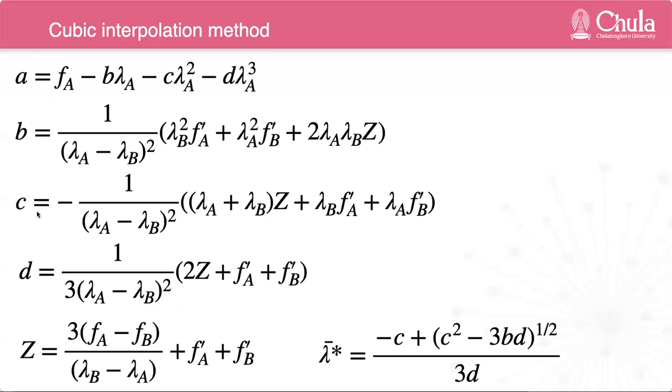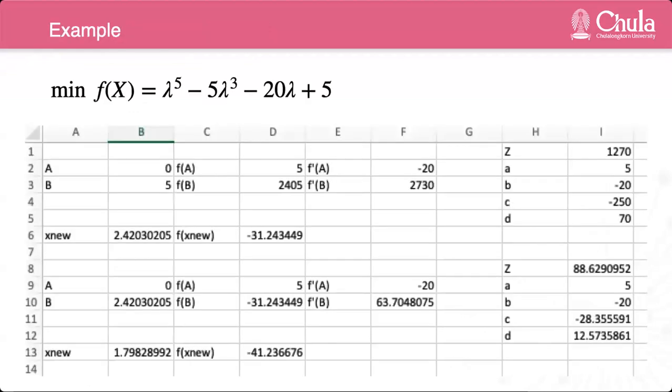Once you obtain the parameters, you can find the minimum point of that cubic function. We can demonstrate the algorithm in this example. Of course, I show you the Excel. Starting from A and B, we evaluate the objective function and the derivative of the objective function, and then calculate A, B, C, D. And then from A, B, C, D, you obtain the new point. Again and again, repeat.